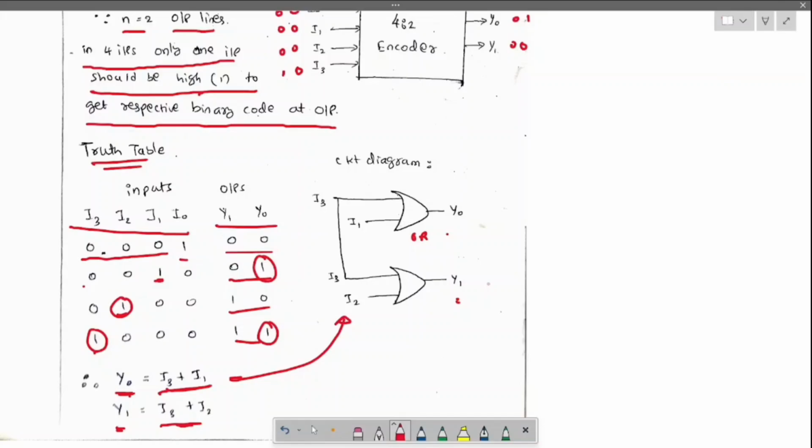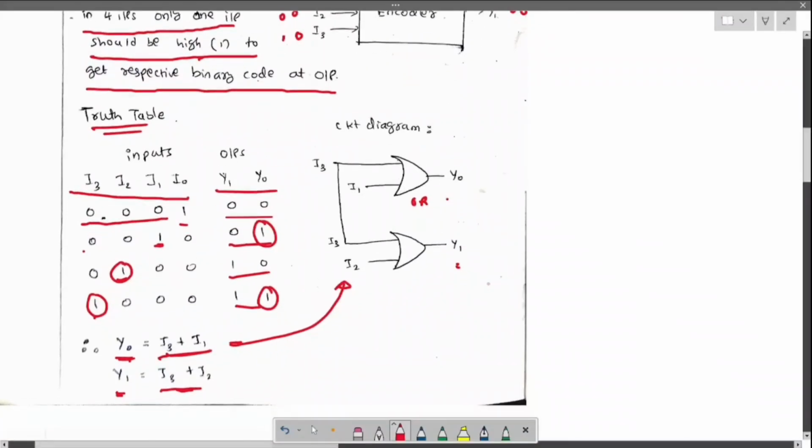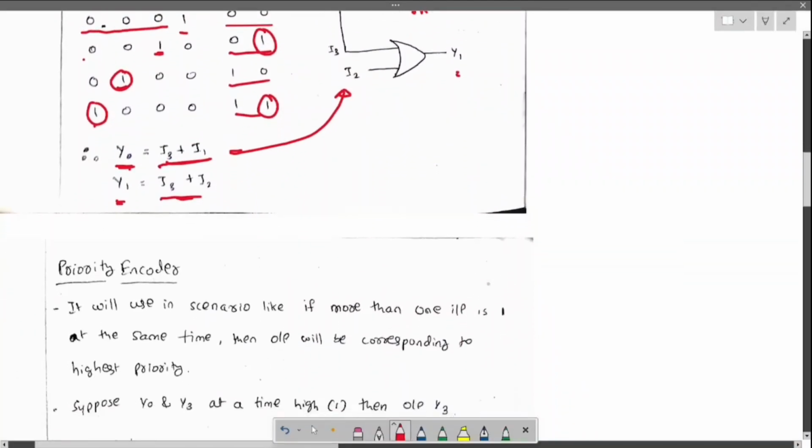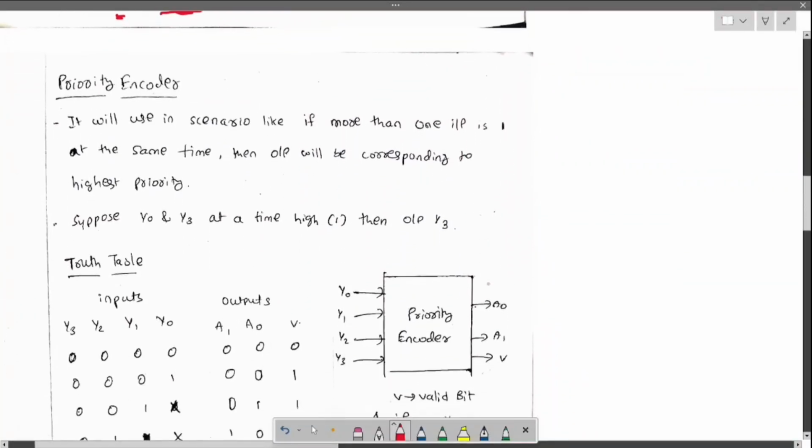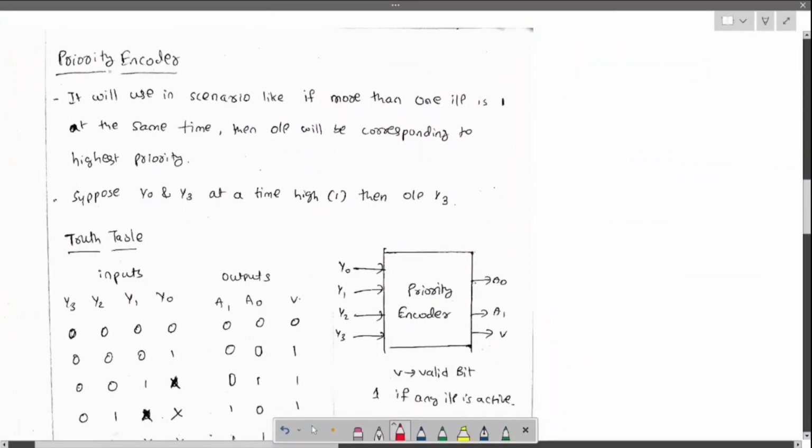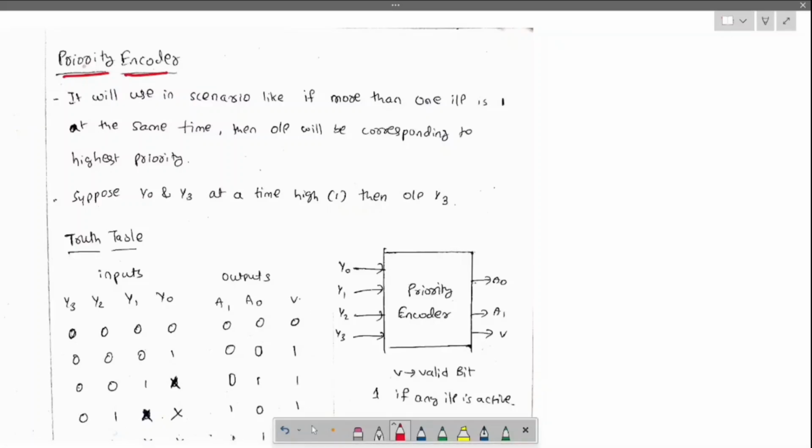Now case 1 is finished. Let us go with case 2. Case 2 is when multiple inputs are high; then we need to go with the priority encoder. From the name we can say it is going to give some priority to the inputs of the encoder, right?